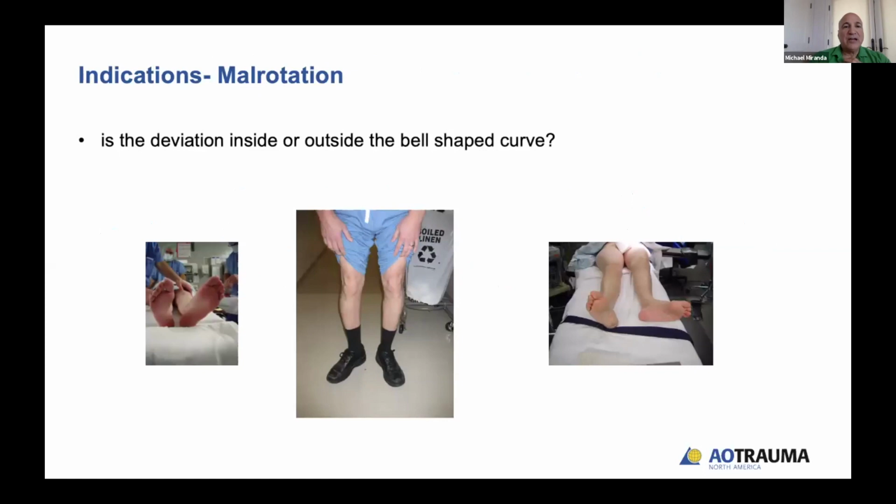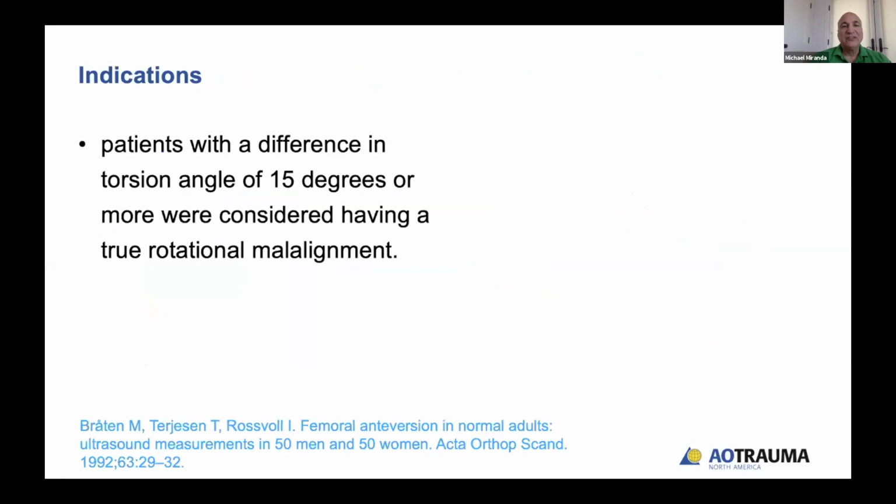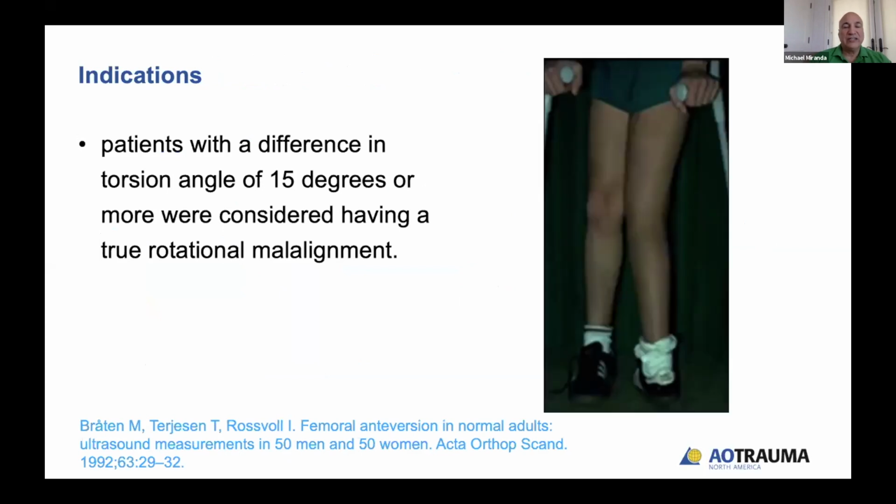With regard to malrotation, the question is: is the deviation inside or outside of a bell-shaped curve? Well, we know from CT-based studies that 95% of the mature healthy population has less than 11 degrees difference in femoral anteversion. 99% of the population will be less than 15 degrees. So in general, most folks have taken the position that a difference of 15 degrees or more is considered a true rotational malalignment.